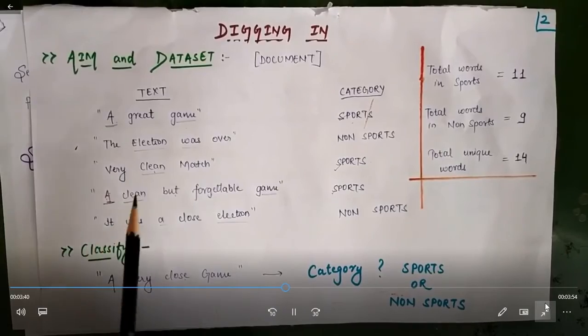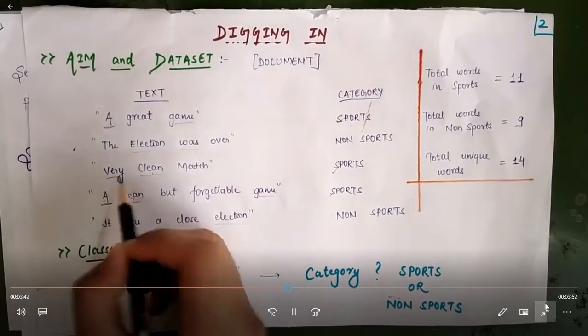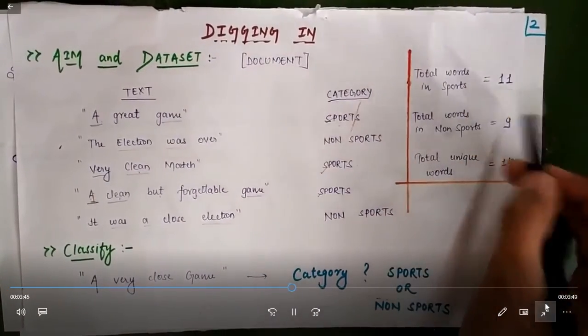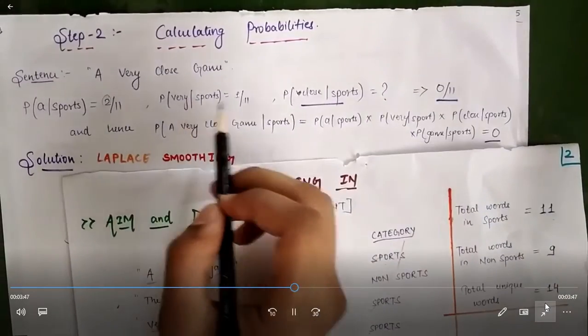Similarly, when I calculate the probability of very with respect to sports, I will count how many times very is coming. Very is coming only one time over here, and the total number of words in sports is 11. So the probability of very by sports will be 1 by 11.